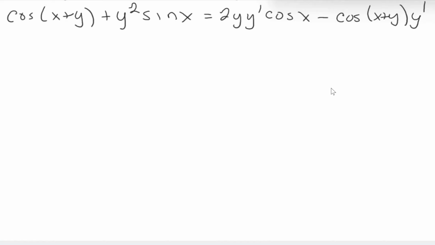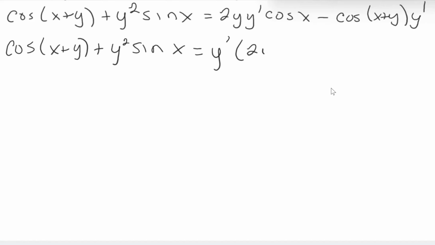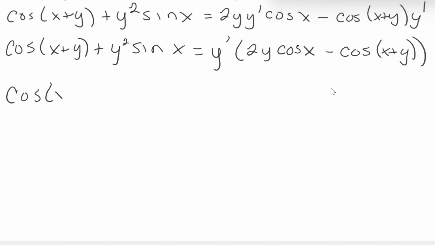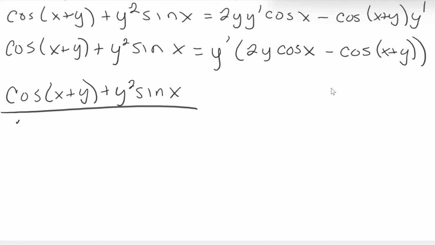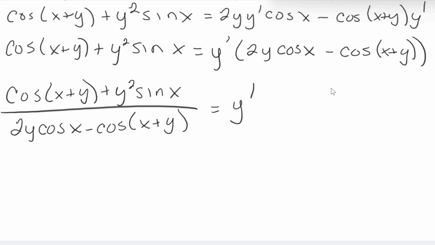Okay. So we're going to pull the prime out of this side. So I've got cosine x plus y squared sine x equals y prime, and I have 2y cosine x minus cosine x plus y. And now I can divide. So cosine x plus y squared sine x divided by 2y cosine x minus cosine x plus y equals y prime. And that's my derivative.